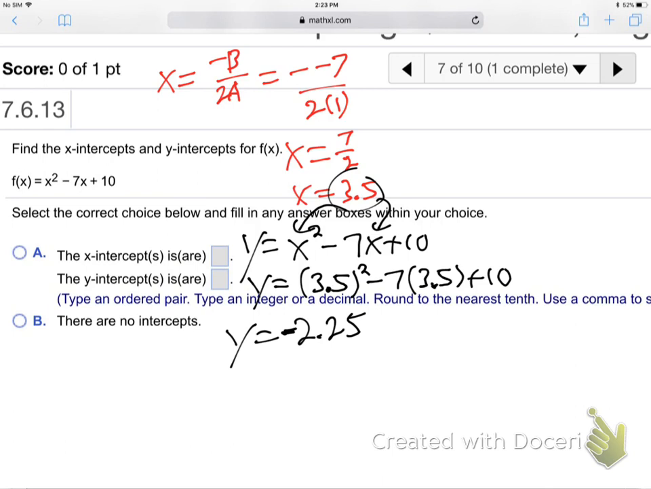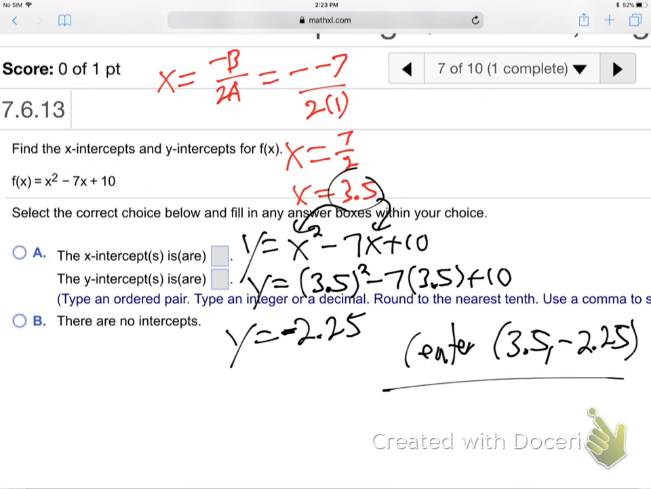If you have any trouble getting that in your calculator, come see me. Be glad to help. Ten seconds, help with calculator stuff. Real easy and quick. Good. So then the center is 3.5, negative 2.25. There's the center.